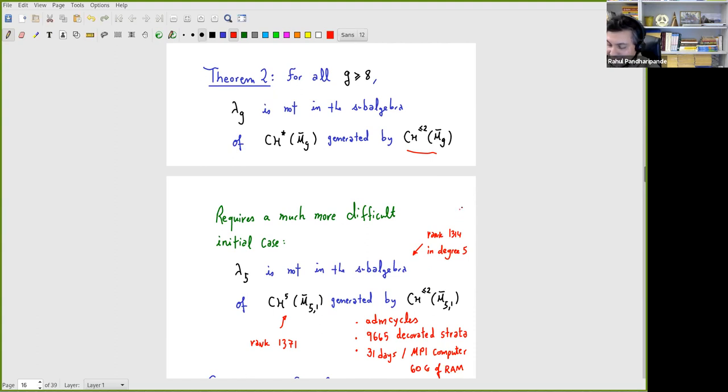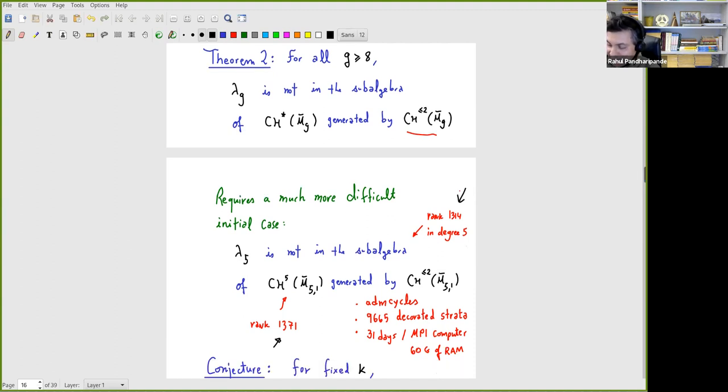The subalgebra has rank 1,314, and it lives in a space of rank 1,371. To check this, we have Mr. ADM Cycles, and he worked 31 days. And in fact, by some great coincidence, the calculation finished this afternoon. Johannes was running it, and I was wondering whether it was going to finish in time for the talk or not. But I'll make some comments about that.